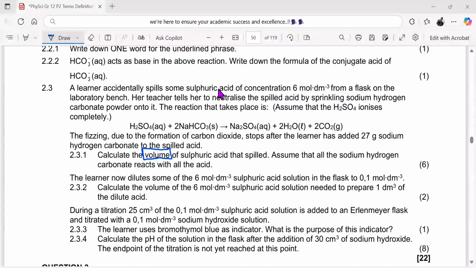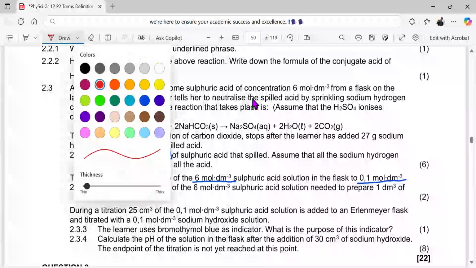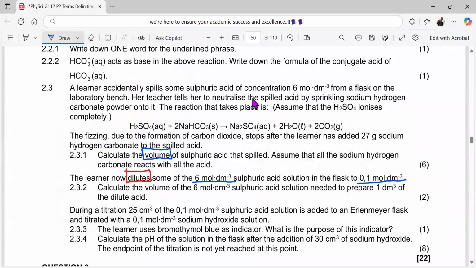Okay. Next, they say to us, the learner now dilutes some of the 6 mol per cubic decimeter sulfuric acid solution in the flask to 0.1 mol per cubic decimeter. And the key word here is the learner dilutes. And you remember that during a dilution, what is changing is the concentration and the volume, but the number of moles, they remain the same.